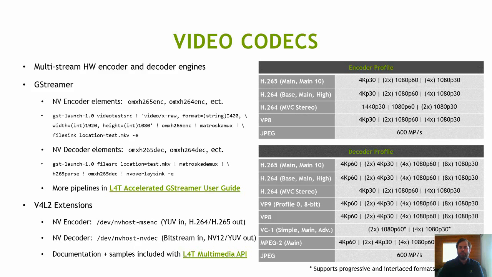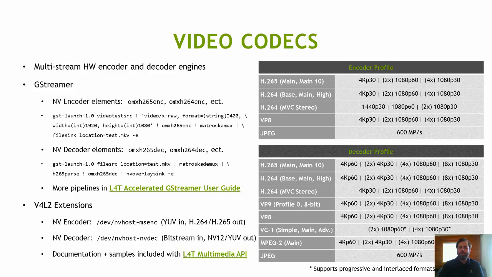Here are some example GStreamer pipelines that encode a H.265 video to disk in MKV format, and then a second pipeline that decodes the MKV file and decompresses it from H.265. You can also easily connect the camera elements from the previous slide to the encoder and record or stream out your camera video. There are lots more example GStreamer elements and pipelines included in our L4T Accelerated GStreamer user guide that you can download from our developer site. To see all the GStreamer elements available on your system, you can list them with the gst-inspect command.